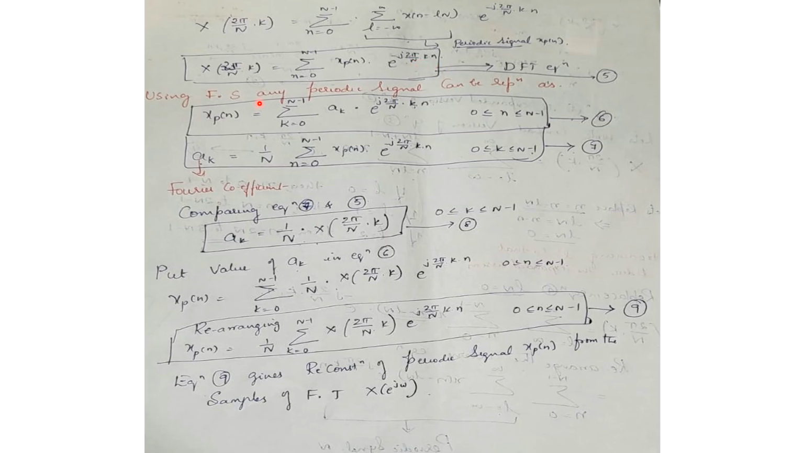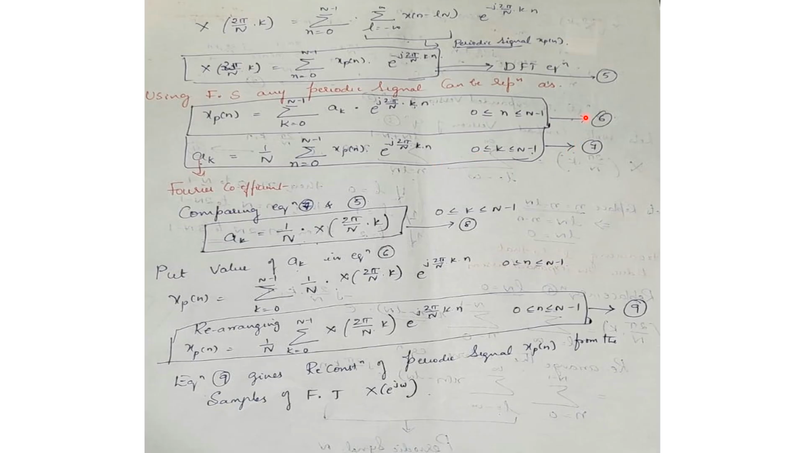Using the Fourier series, any periodic signal can be represented, and we have a periodic signal now because this term is represented as a periodic signal. Using Fourier series, any periodic signal can be represented as xp of n equal to summation of k equal to 0 to N minus 1 ak into e to the power of j 2 pi by N into kn, where ak is the Fourier coefficient. That will be equal to 1 by N summation of n equal to 0 to N minus 1 xp of n into e to the power of minus j 2 pi by N into kn.